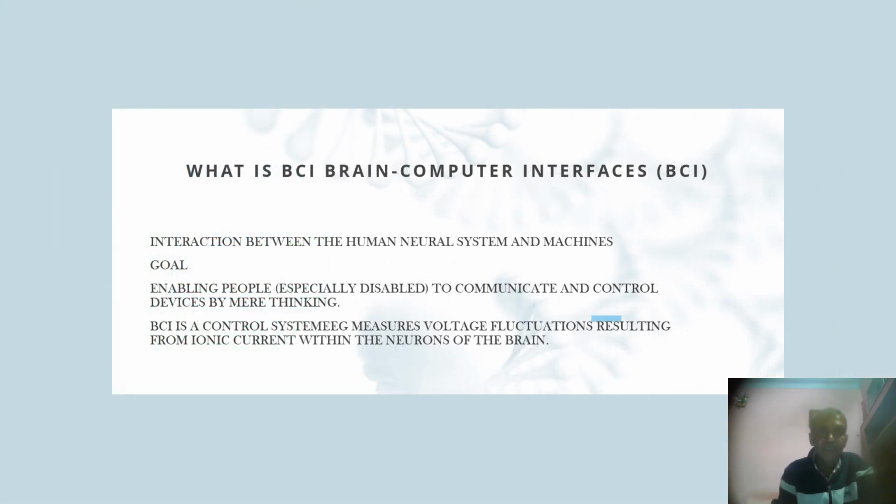What is BCI, brain computer interface? This is the interaction between the human neural system and machines. The goal is to enable people, especially the disabled, to communicate and control devices by mere thinking. BCI is a control system. EEG measures voltage fluctuations resulting from ionic currents within the neurons of the brain.